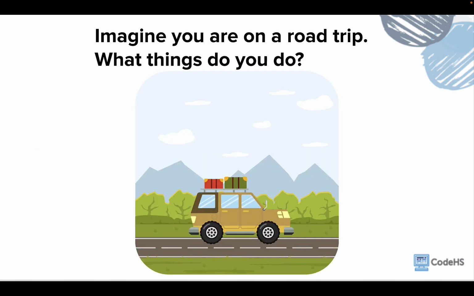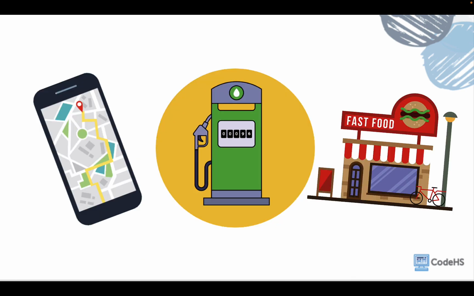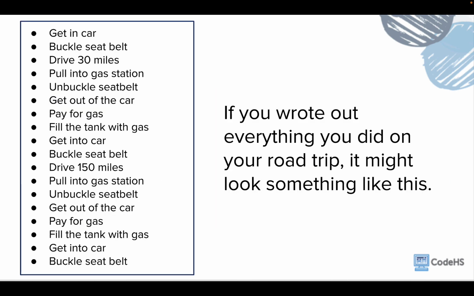We can use the example of a road trip to learn more about functions. Imagine that you are on a road trip. What kinds of things do you do? On a road trip, you might use the GPS to find your location. You might stop to get gas, or you might stop and get food along the way. If you wrote out everything you did on a road trip, it might start to look something like this.